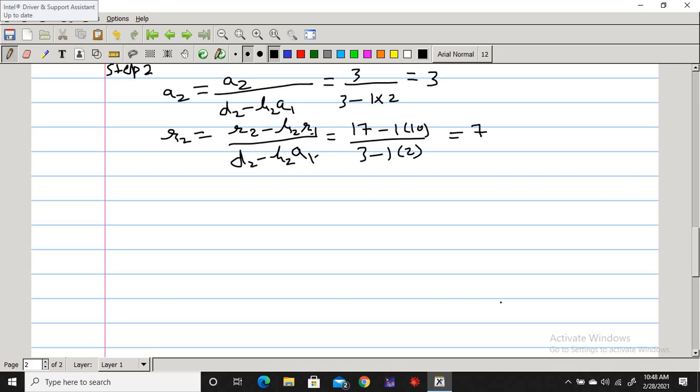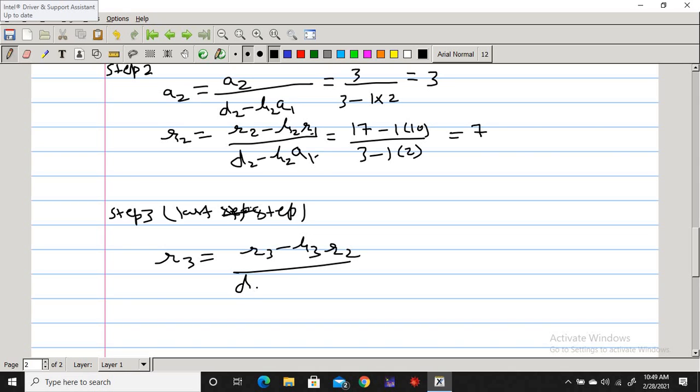Okay, now in the last step, the third step, step 3, which is going to be our last step, we calculate R3 here. R3 is going to be R3 minus B3 R2 upon D3 minus B3 A2. And you can see the following entry, that R2 and A2 we are going to take from step 2 and the rest from the question. So this is going to be 22 minus 3 into 7.